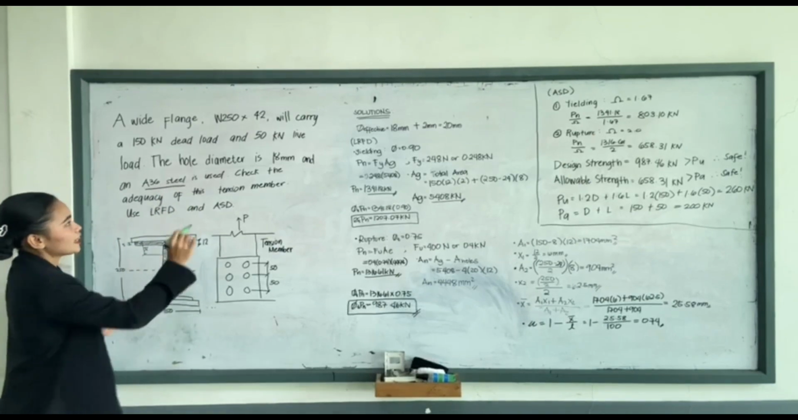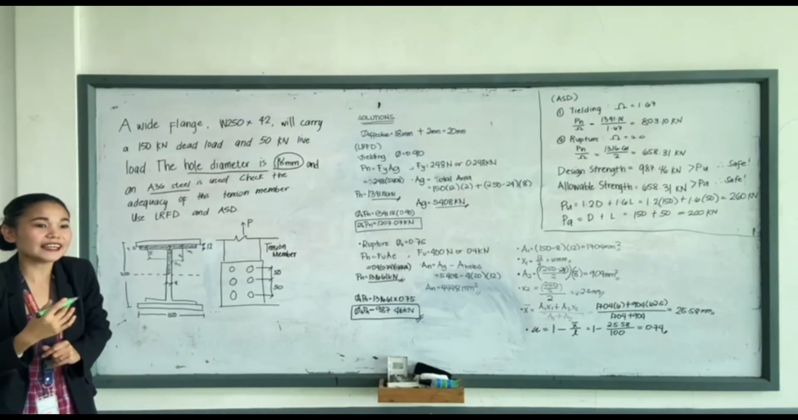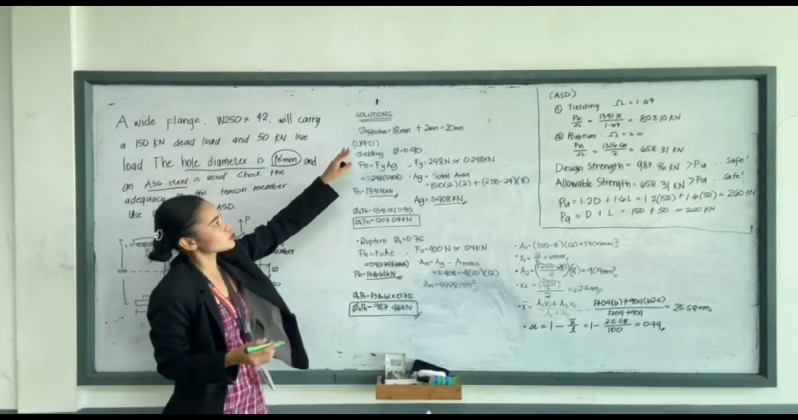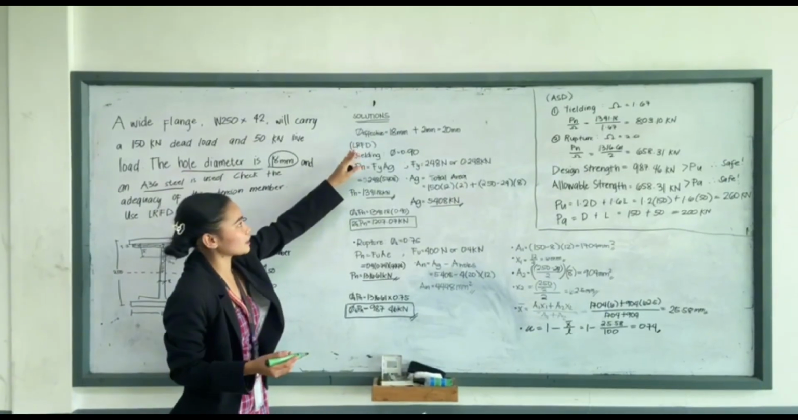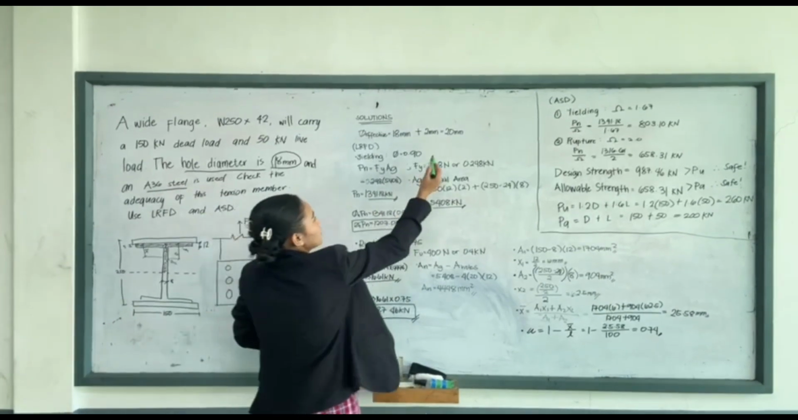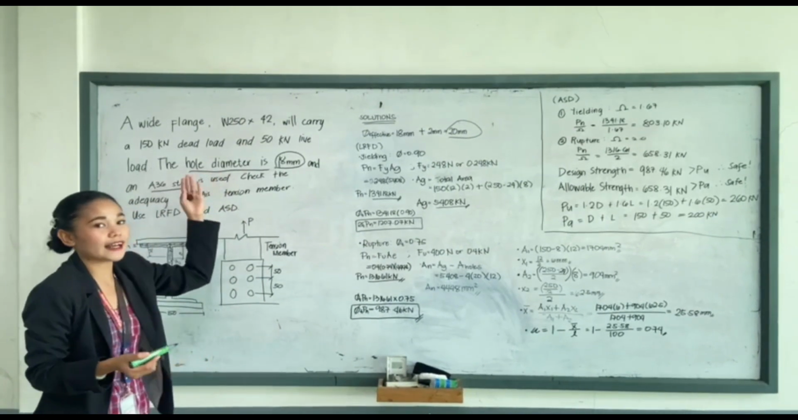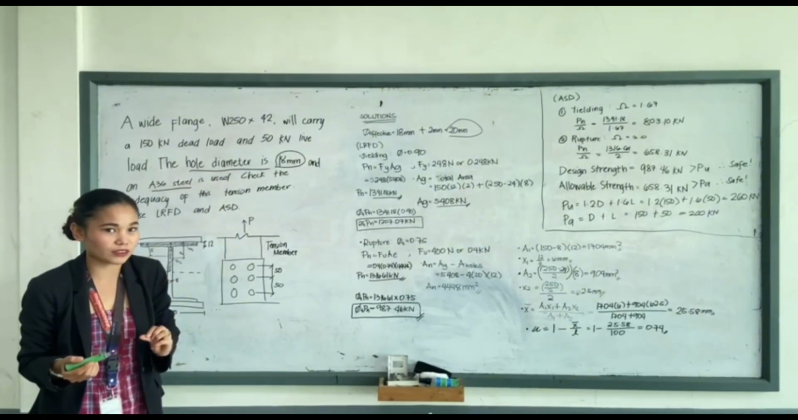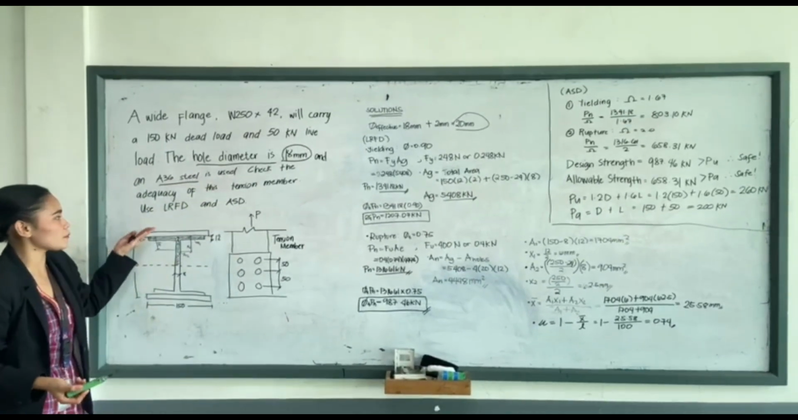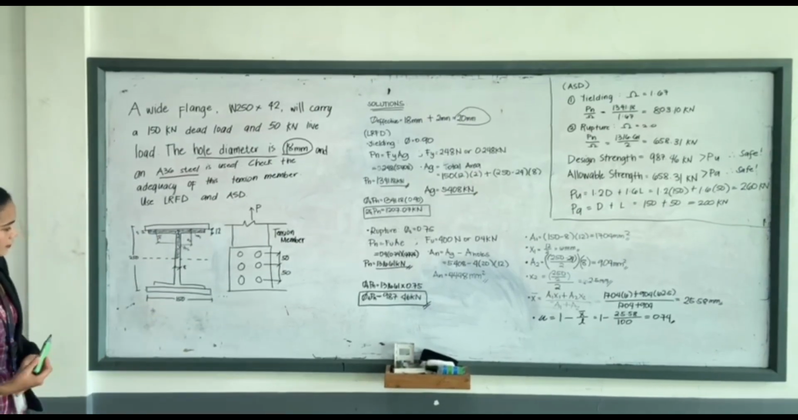Let us look at the given: the hole diameter is 18 mm, so it is not the diameter of the bolt. So our effective diameter is 18 mm plus 2 mm, which is 20 mm. So when the given is the diameter of the hole, we should not add to it as if it were the diameter of the bolt. Okay? So check the adequacy of this tension member. Use LRFD and ASD. So we have here the illustration.